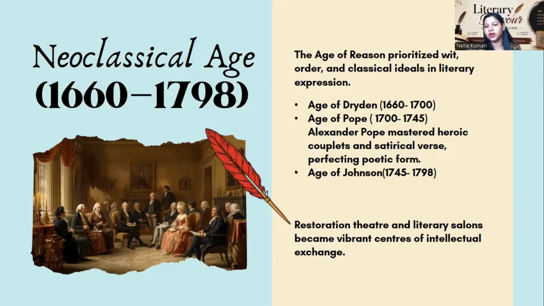Alexander Pope was writing during that time. Dryden was there. So, based on these prominent writers, the age is also classified as such. From 1660 to 1700, it is called the Age of Dryden. Then, from 1700 to 1745, it is classified as the Age of Pope. Then, the Age of Johnson from 1745 to 1798, when Samuel Johnson was writing. So, it is the prominent writers who defined the era through their different traits that the period is classified by.